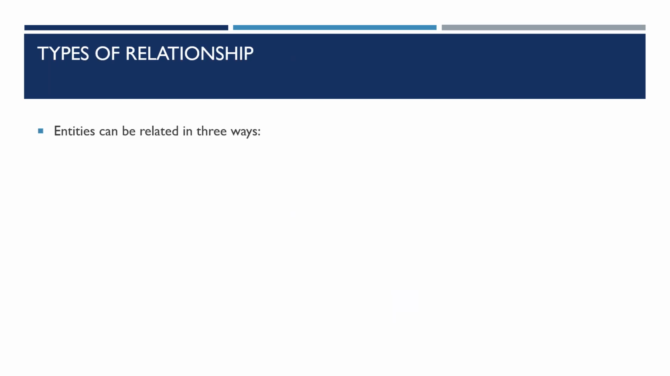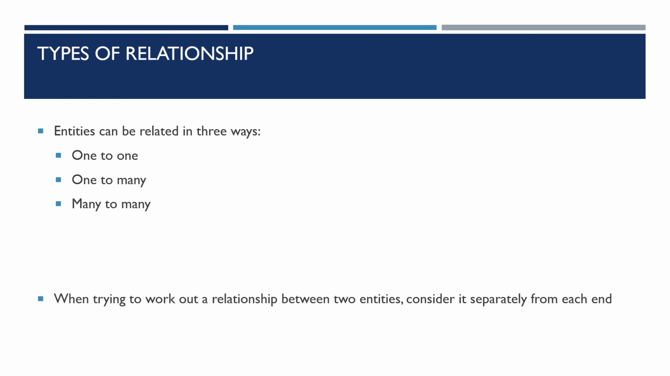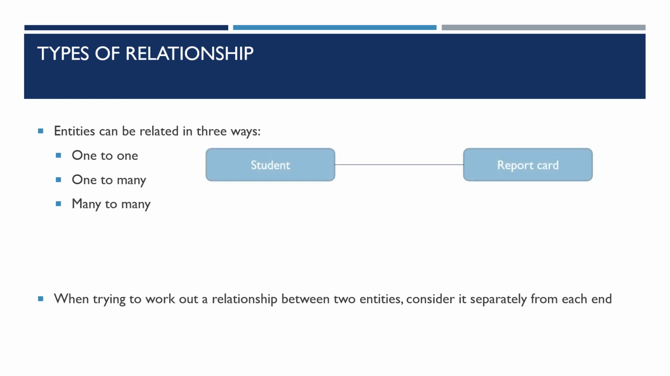Entities can be related in three ways: one-to-one, one-to-many, and many-to-many. When trying to work out a relationship between two entities, consider it separately from each end. The relationship between a student and a report card, for instance. A student will have just one report card. Any one report card will belong to just one student. Therefore, we have a one-to-one relationship.